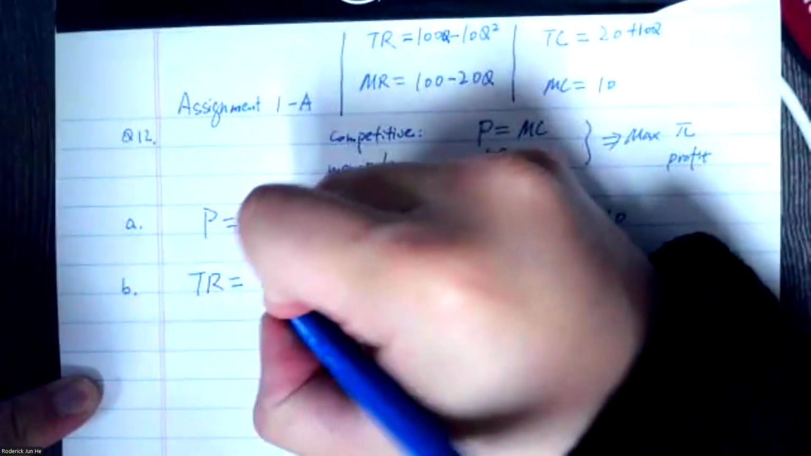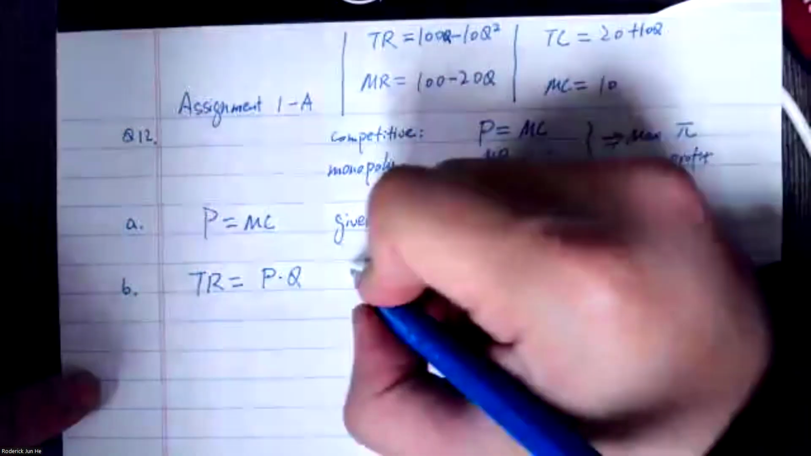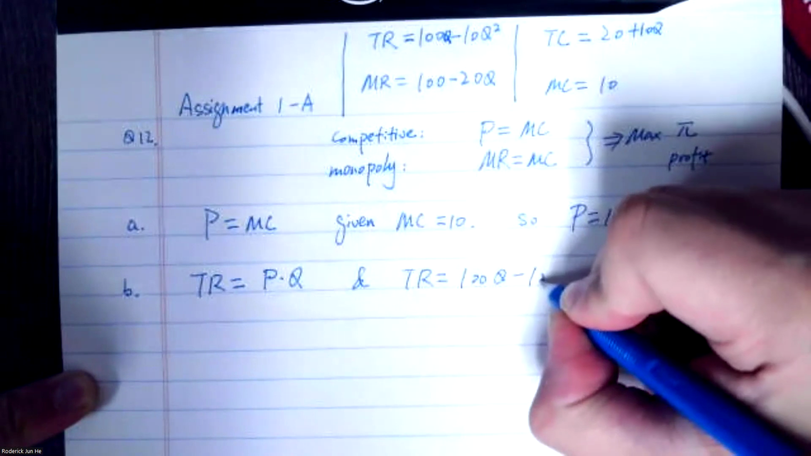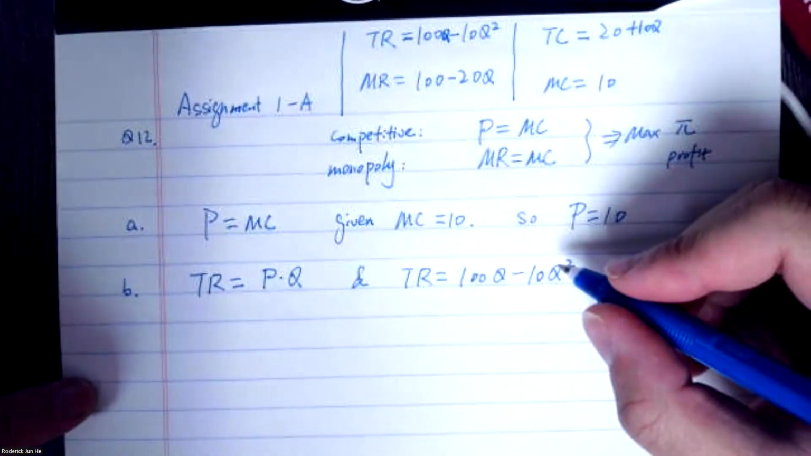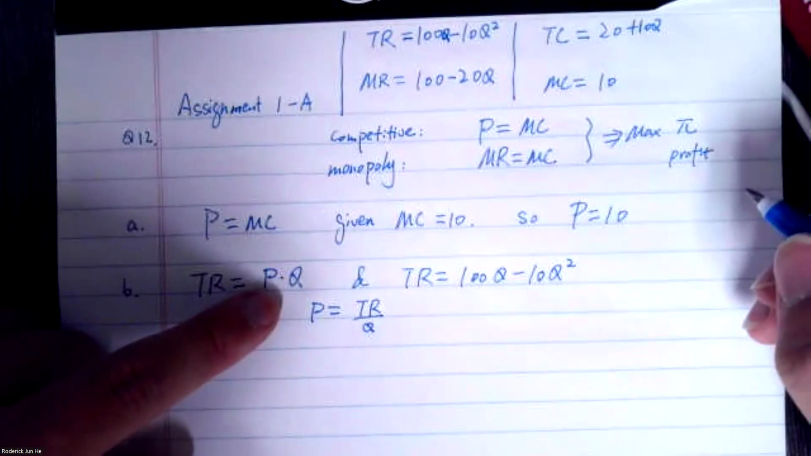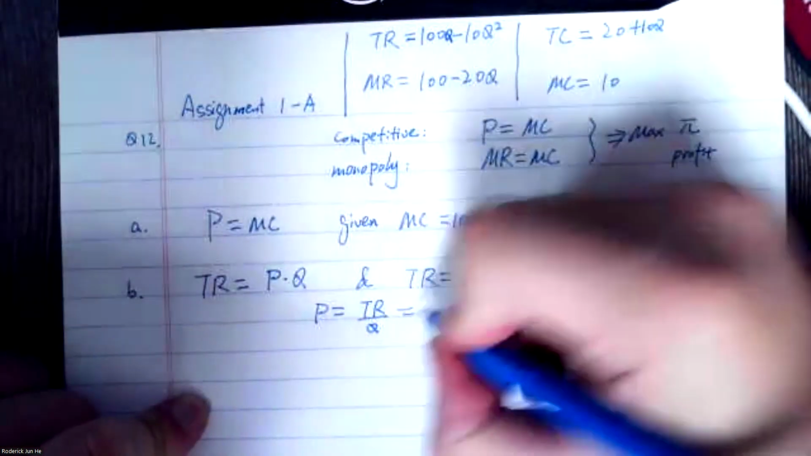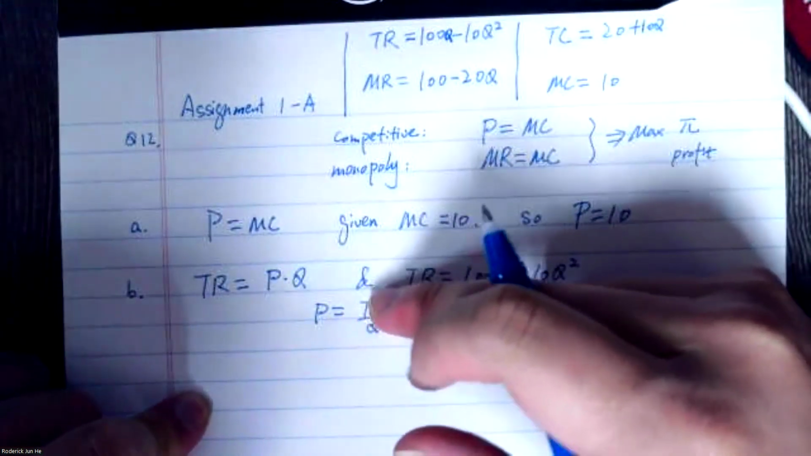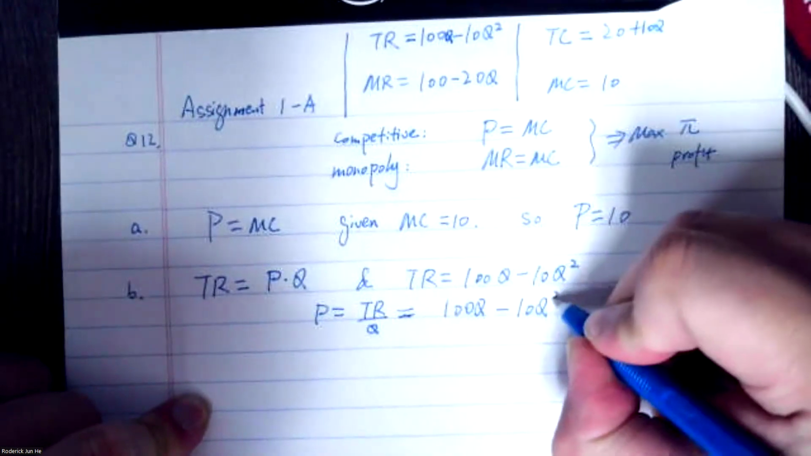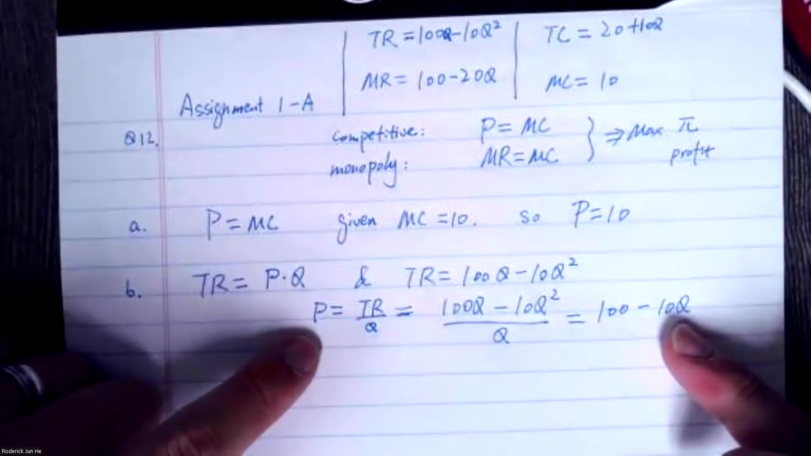So here is the information. Total revenue equals price times quantity, right? And here total revenue equals 100Q minus 10Q squared. Then price equals total revenue over Q. Does this make sense? From the first one, total revenue over Q equals price. And then we replace the total revenue here. That is 100Q minus 10Q squared over Q. So we have 100 minus 10Q. So that's the relationship between price and quantity.